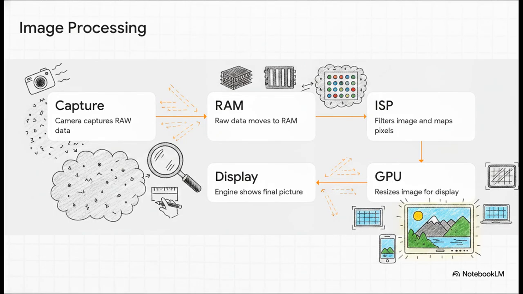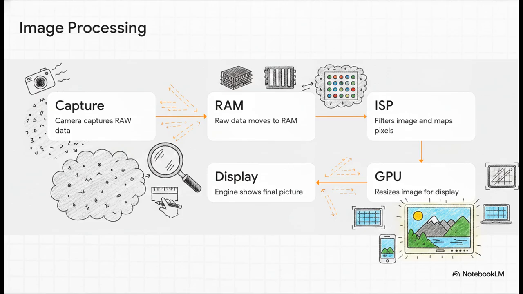To really see how beautifully all these components work together, let's track the journey of a single photograph, which happens in literally a fraction of a second. When you click your smartphone camera, it captures a massive amount of raw data. First, that heavy, unfiltered data travels over our data highways to the RAM. From there, it gets sent to the ISP, the image sensing processor.